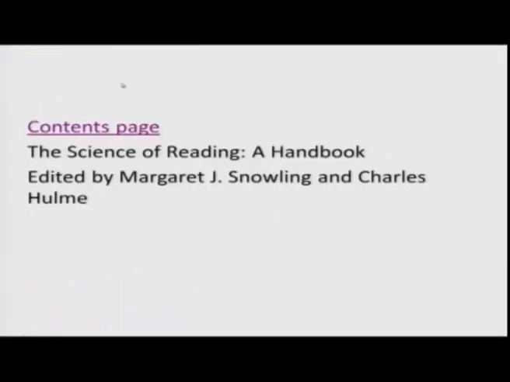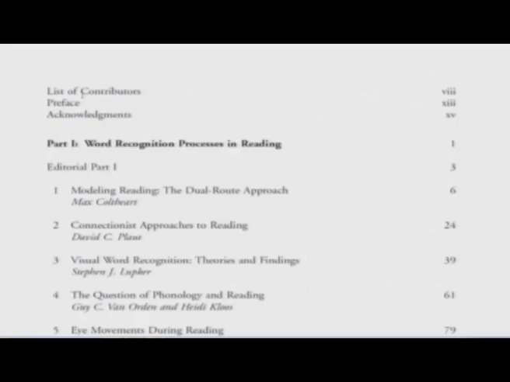Now, let us look at an example. This is a page taken from the book The Science of Reading, a handbook edited by Margaret J. Snolling and Charles Hume. We will look at the contents page of this book. So, this is how usually a contents page looks like. In this case, you can see that the book has been divided into multiple parts.